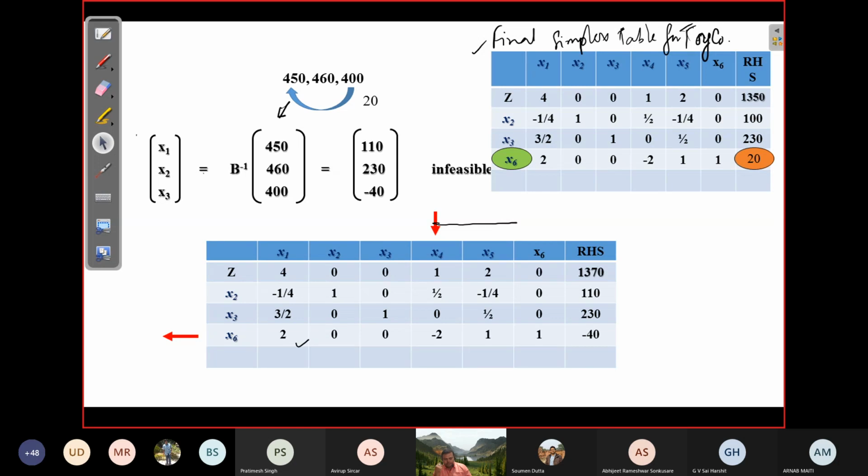Is the question clear? We started with some small b, which are the right hand capacities. Now we have changed it. We have increased it by 40%. Now we want to see what my new optimal solution is. How to do that? How to check?